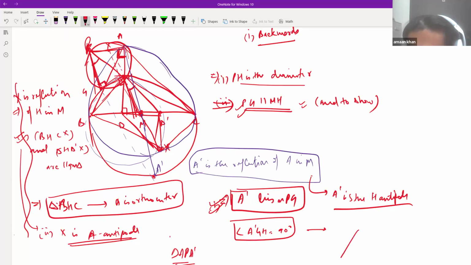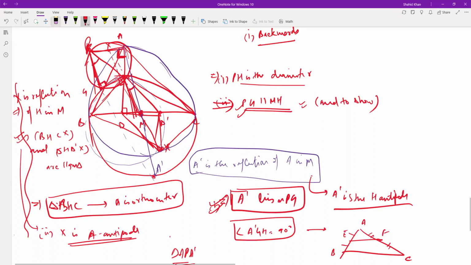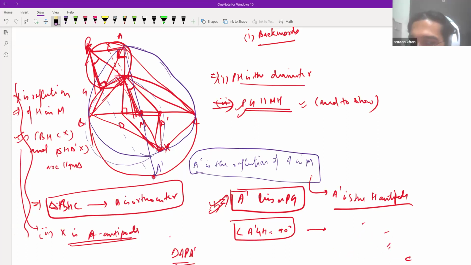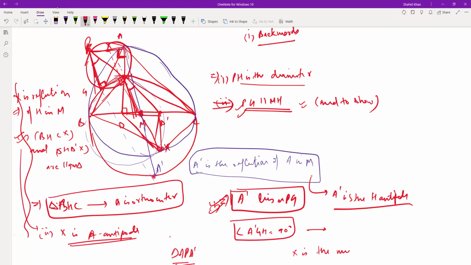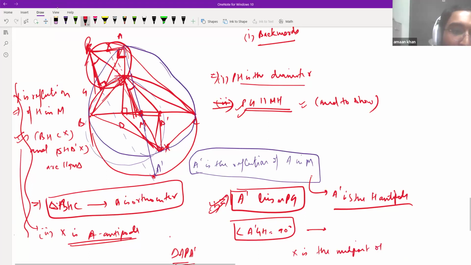Oh, okay. The midline is basically the line joining the midpoints of two sides of a triangle. So if you extend it and let it meet AP at a point X, then you need to show X is the midpoint of AP, right? Can you name it X dash? It's a bit confusing because we already have X. Okay, I'll just rename it to T.